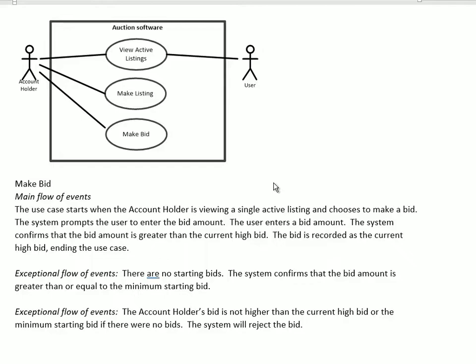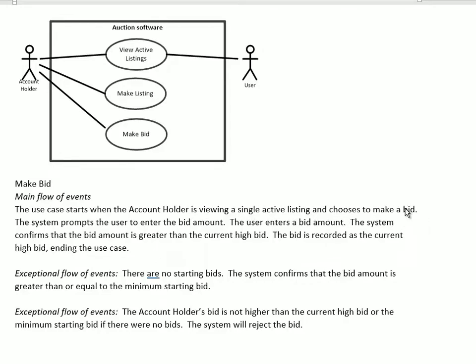We will only look at object candidates for the use case that we wrote up in the last video, the make bid use case. That will be good enough for this example. Let's read over the use case and look for objects. The use case starts when the account holder is viewing a single active listing and chooses to make a bid. So if I jot down some things there, I'm going to write account. Even though we haven't talked about logging in or anything, I still think an account might be an object. And then there's listing, of course, and bid.